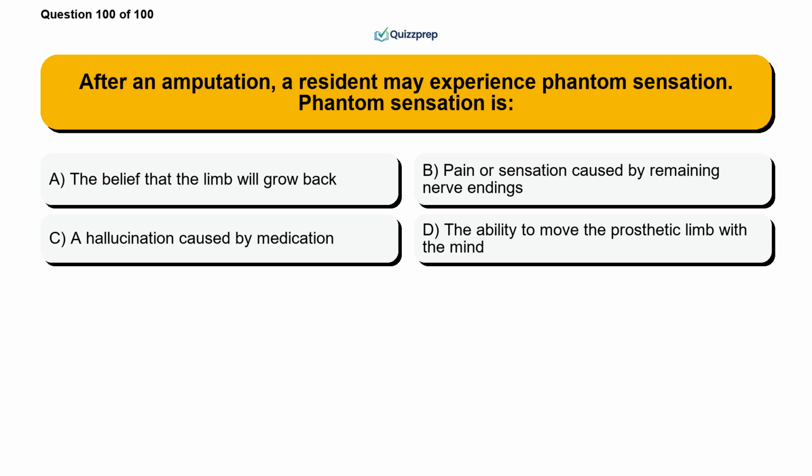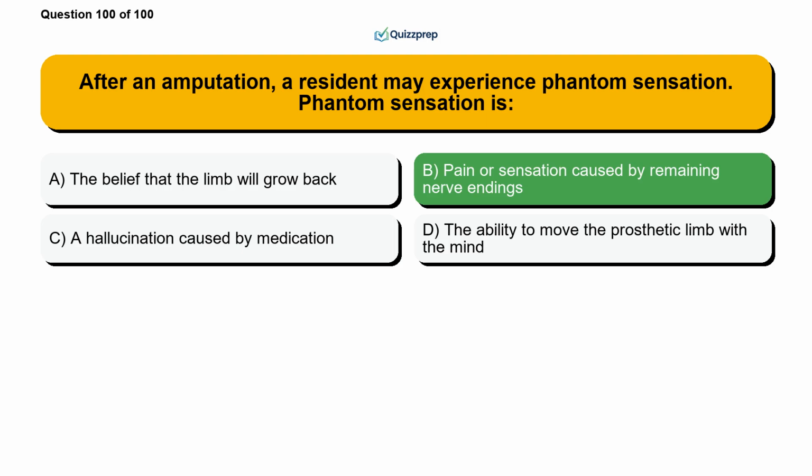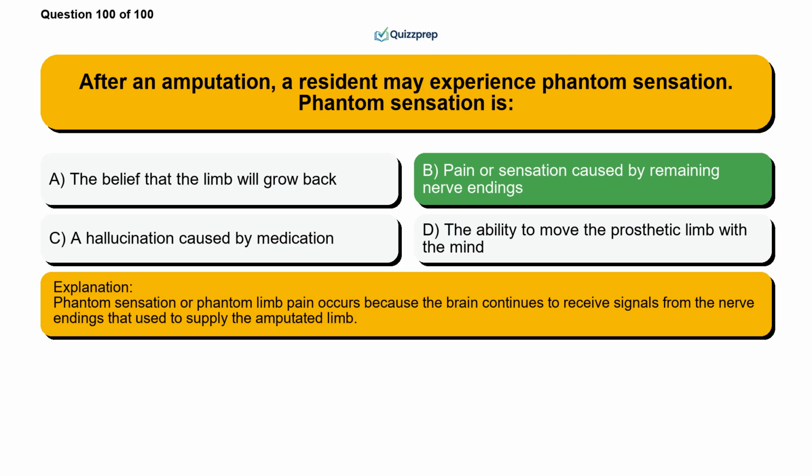Question 100. After an amputation, a resident may experience phantom sensation. Phantom sensation is: Option A, the belief that the limb will grow back. Option B, pain or sensation caused by remaining nerve endings. Option C, a hallucination caused by medication. Option D, the ability to move the prosthetic limb with the mind. The correct answer is option B, pain or sensation caused by remaining nerve endings. Phantom sensation or phantom limb pain occurs because the brain continues to receive signals from the nerve endings that used to supply the amputated limb.